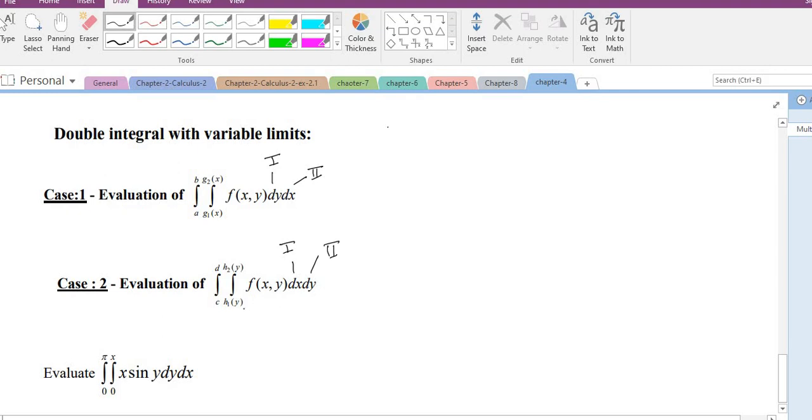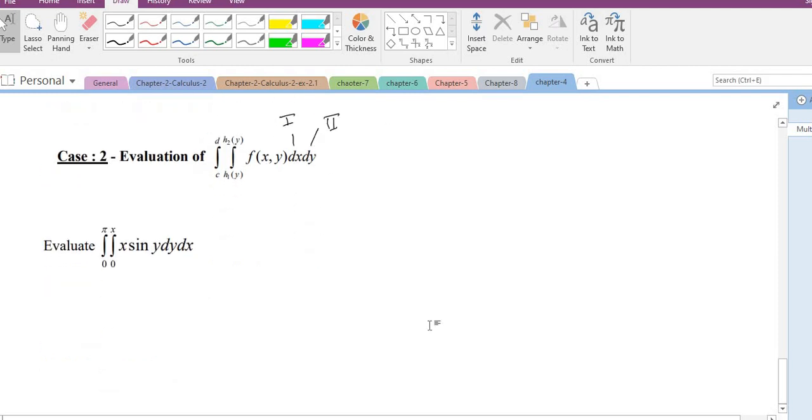What is the meaning of this one? I will try to explain. This example: evaluate the double integral, definite integral from 0 to pi, 0 to x of sine y dy dx. In this question, first of all, we need to check what limit is given. So the limit is given as 0 to x, that means a function of x. If it is given as a function of x, it means that you need to integrate first with respect to y and then with respect to x.